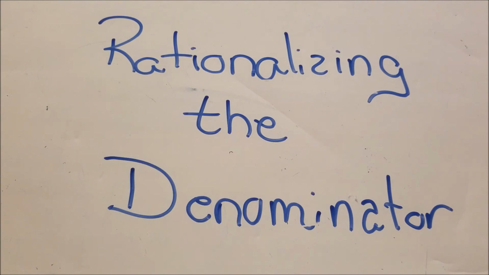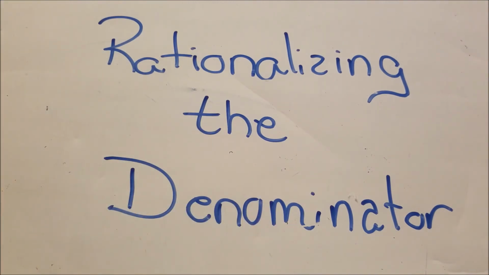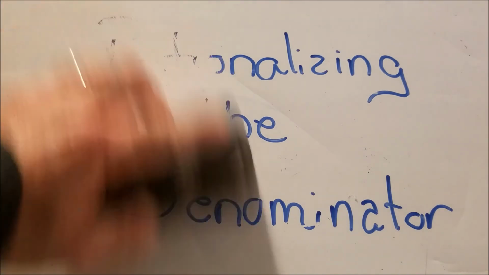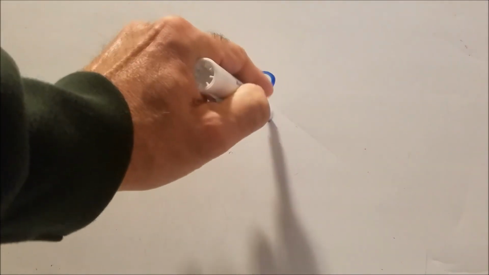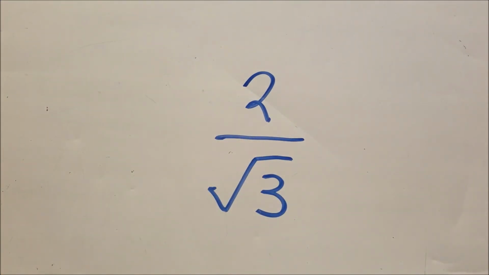Okay, here's our video on rationalizing the denominator. It sounds complicated, but let's work it out, right? So all that means is when you have a fraction that has a radical sign. For example, let's say you had 2 over the square root of 3. So we want to rationalize this.